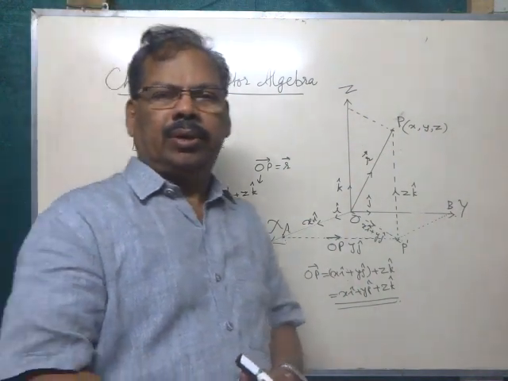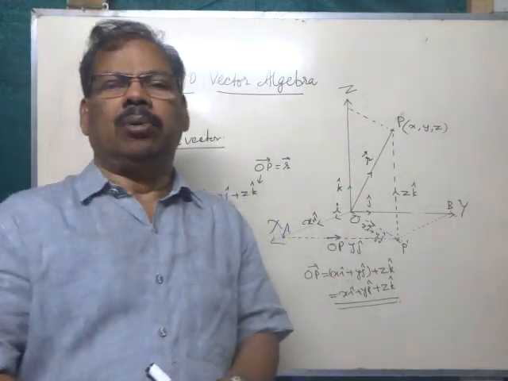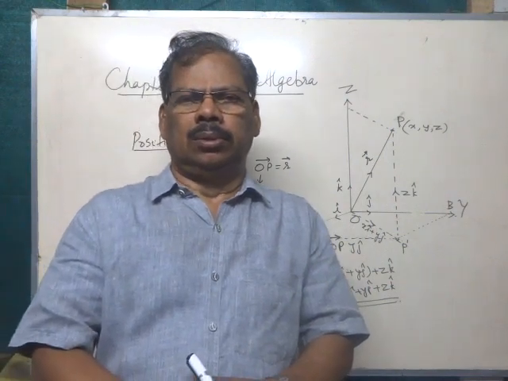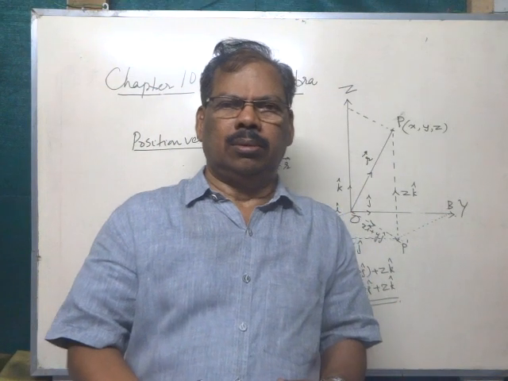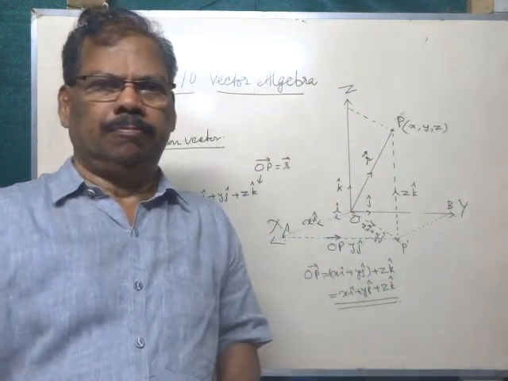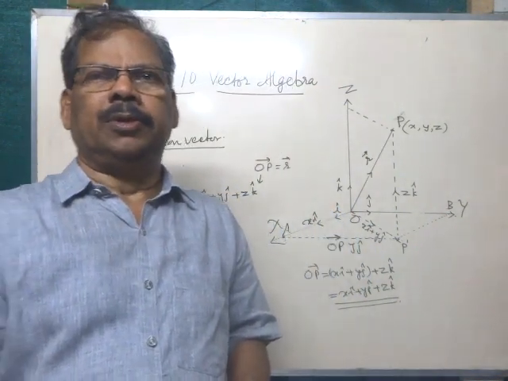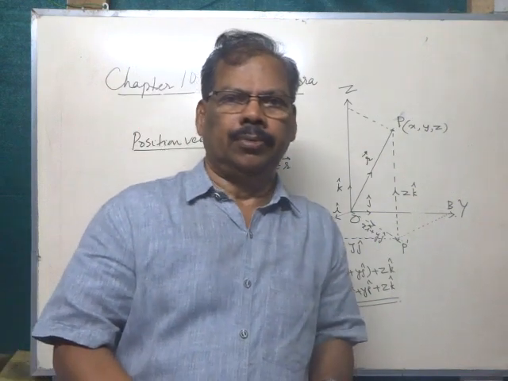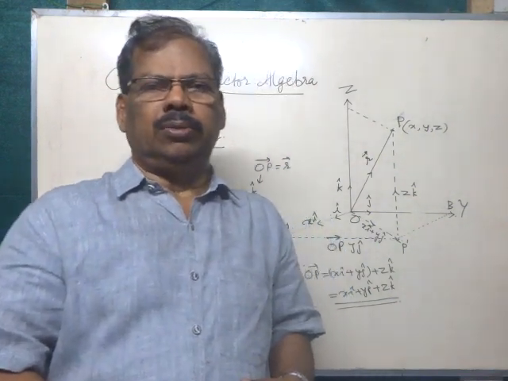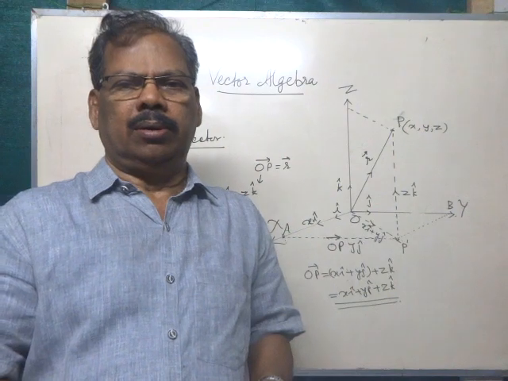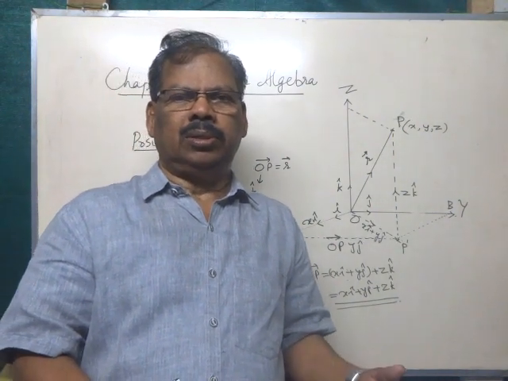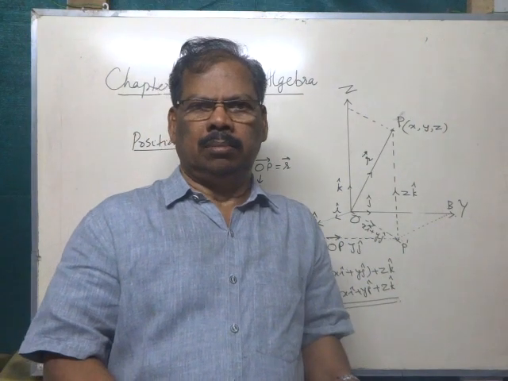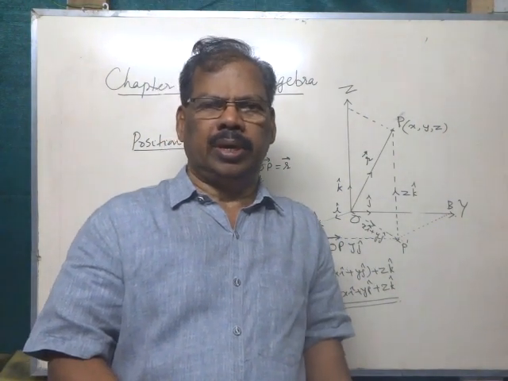What is a vector? A quantity which has got both magnitude and direction is called a vector quantity. For example, displacement, velocity, acceleration, force, etc. are vectors. Such quantities have got magnitude as well as direction.